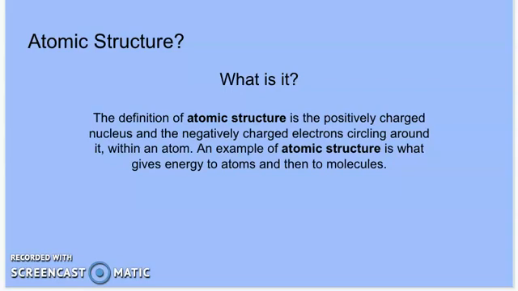But atomic structure, what is it? The straight definition is that you have a positively charged nucleus, which is the middle portion of your atom, and these negatively charged electrons that are circling and flying around it. An example of atomic structure is what gives energy to atoms and then to molecules, which will make more sense once you see the picture on the next slide.